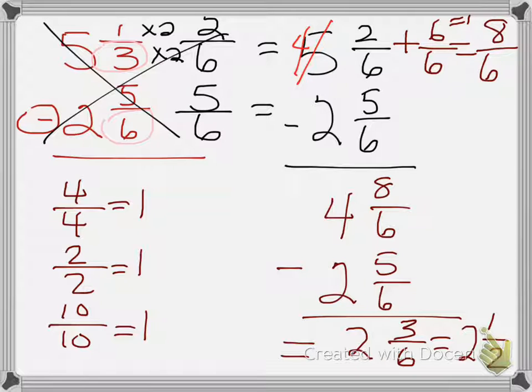Whenever you're borrowing to boost up a top fraction so that you can subtract the bottom number, you're always borrowing 1. And we can write 1 in any denomination that we want to. In my case right now, we're in sixths. So I could write 1 as 6 over 6, boosting that top fraction up, and that allowed me to make the full subtraction.